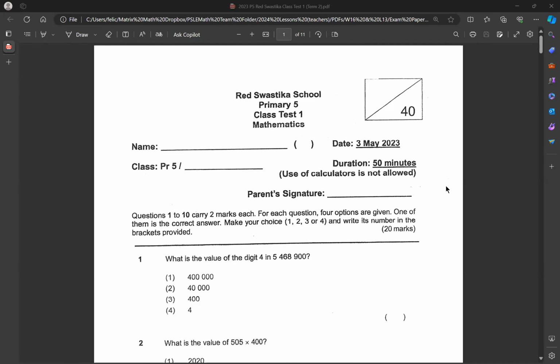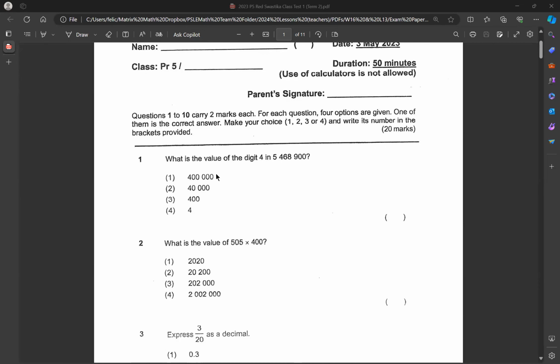Okay, so I'll be going through this P5 Red Swastika 2023 paper. It is a WA2 paper. So let's begin. So first question, what is the value of the digit 4 in this number?